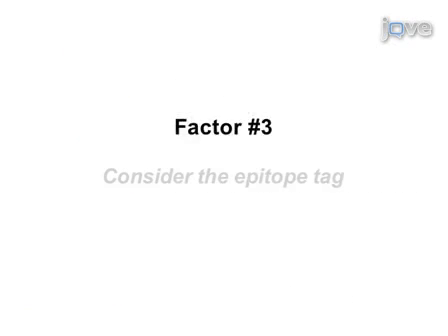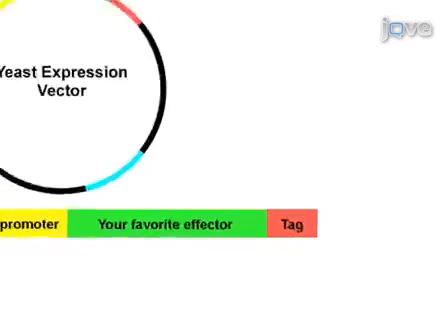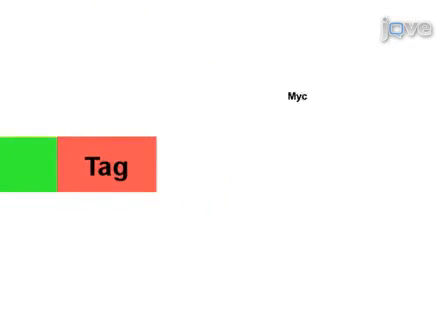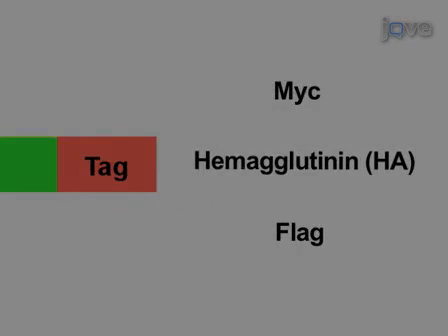A third factor to be considered is the epitope tag used to verify protein expression in cases where antibodies against the effector of interest are not available. Commonly used tags are MYC, hemagglutinin, HA, or FLAG, to which reliable commercial antibodies are available.